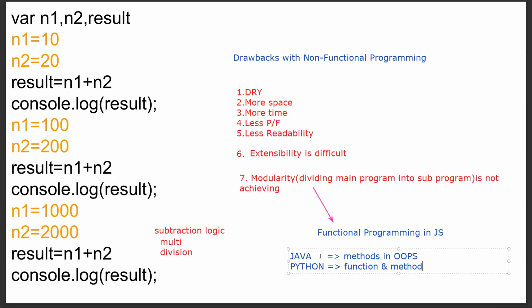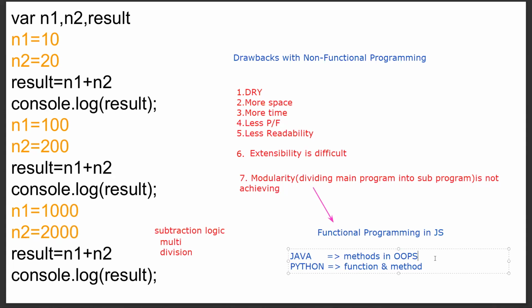But those who are from a Java background, this concept is nothing but methods in OOPS. Don't think that it's a new topic, whatever topic I'm about to start from tomorrow. This topic is there in Java as methods, and it is there in Python also as functions and methods. Are you able to relate these topics, everyone? Yes, sir. Whatever topic I'll be starting from tomorrow, functional programming, this is the pillar of your entire JavaScript. A complete pillar of your JavaScript.